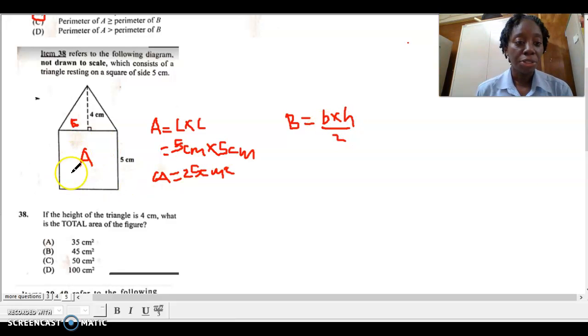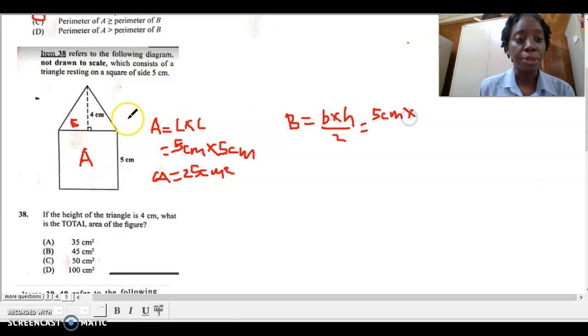So the base of the triangle in this case, we're not given a measurement right here, but we know that this is one side of our square. Now, if you recall, the length of the square is 5 centimeters. So therefore, the base of this triangle is 5 centimeters. So in place of the base, I will have 5 centimeters from the triangle.